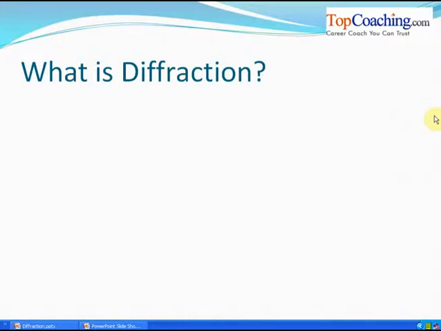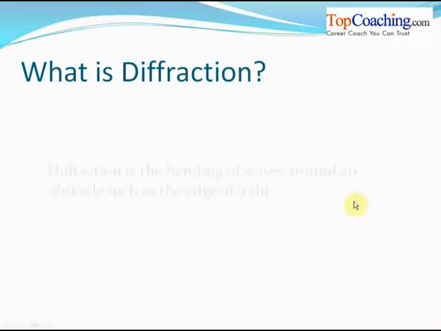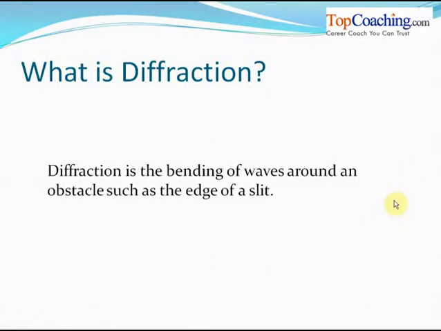So what exactly is diffraction? Diffraction is the bending of waves around an obstacle such as the edge of a slit. You see, generally we observe that sound bends around walls and around obstacles to reach us. For example, if you have a friend in another room and there's a door open, you'll be able to hear him clearly because the sound will travel through the door and reach you. In that case, you won't feel that there's a wall between you two people because the sound will travel through the door even though there's a wall.